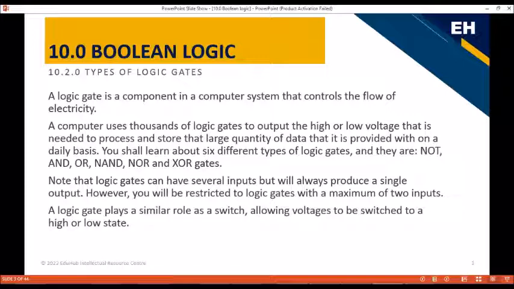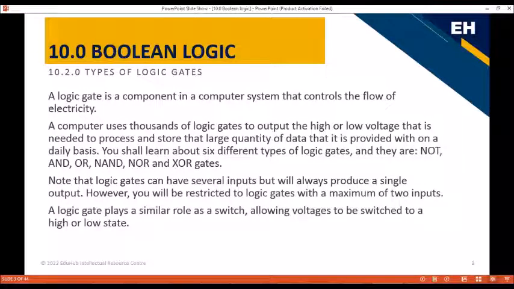It's important you understand the major role that a logic gate plays. A logic gate plays a similar role as a switch, which allows voltages to be switched to a high or low state.